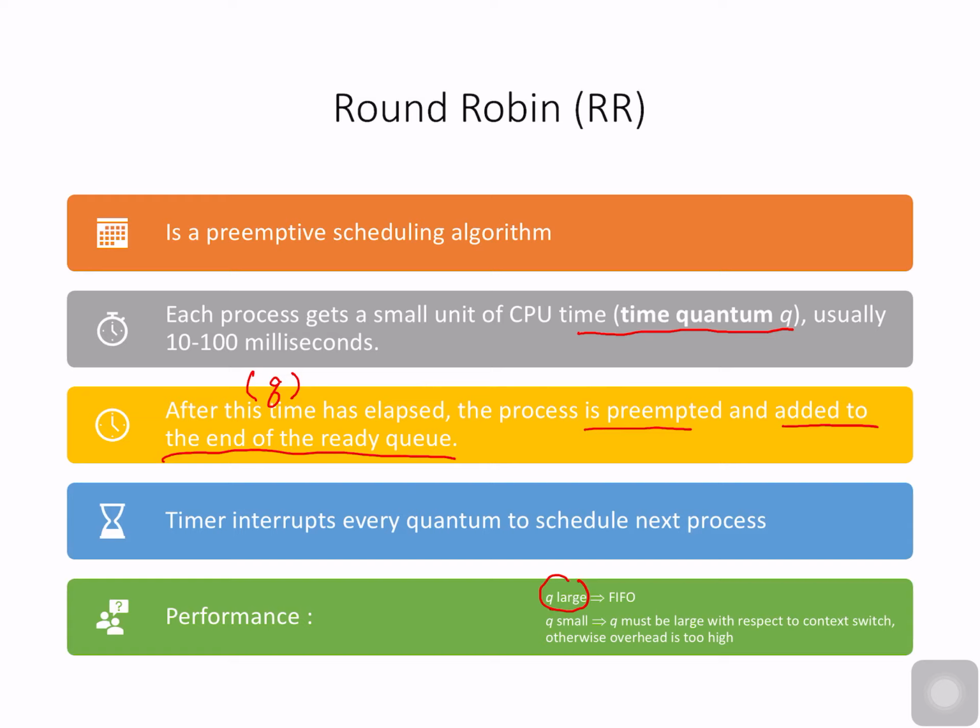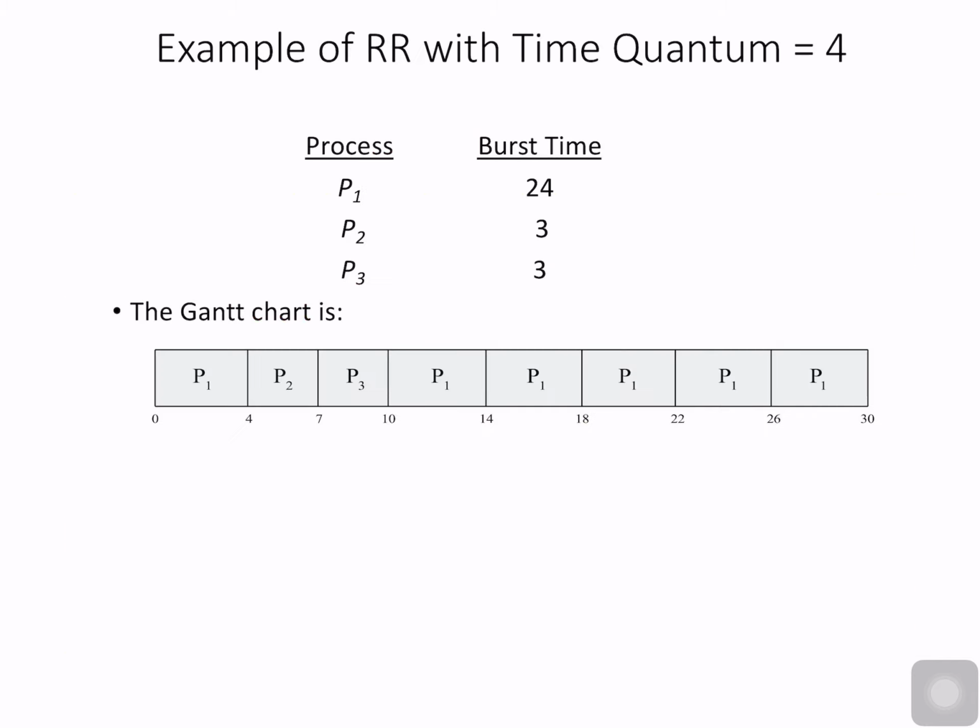If the quantum is too small, then it will lead to an increased number of context switches, and we know that context switch is an overhead. So this is an example of the round robin, and the time quantum given here is 4. Normally it will give a whole number so that it will be easier to calculate. This is just to simulate how the round robin works.